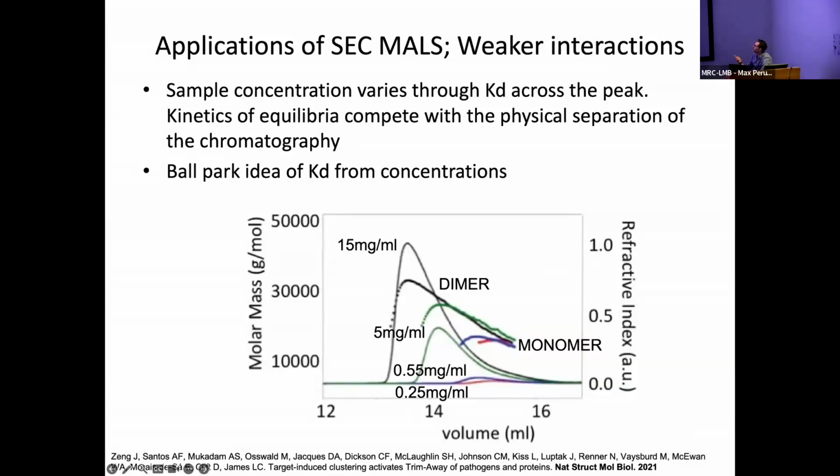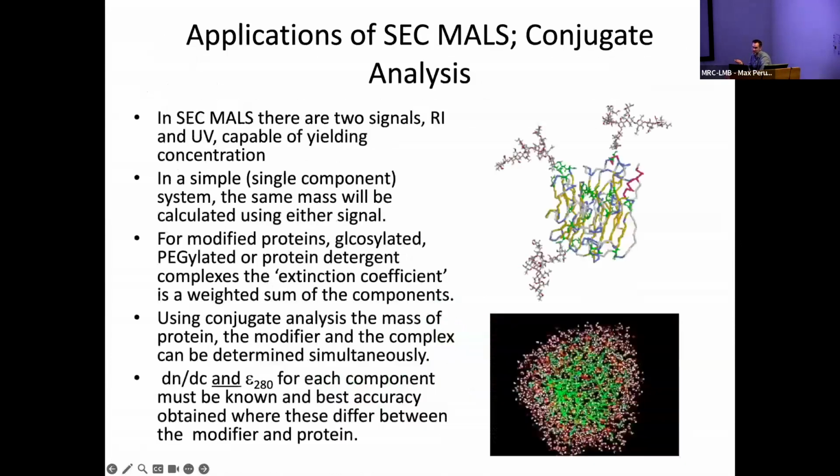Okay, so another thing we can do with this: because we've got 2 signals for measuring how much protein we've got, the refractive index signal and also the UV signal, and we measure these at the same time. It's useful because obviously we can have modified proteins. If you've got proteins that are glycosylated or pegylated, or have detergent, as long as we know the dn/dc and the extinction coefficient, we can separate the peaks. So I'll show you an example.